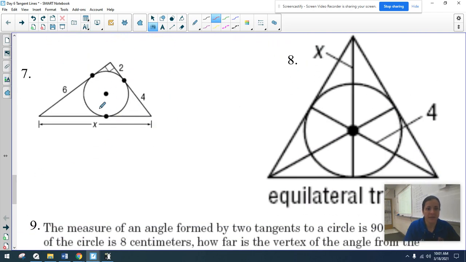Okay, these two, same idea. Now we're just solving for x for this one. Two tangent lines intersecting outside the circle, 2 and 2. Same thing here, 6 and 6. And same thing here, 4 and 4. So to get x, you just have to add up 6 and 4 to get 10.